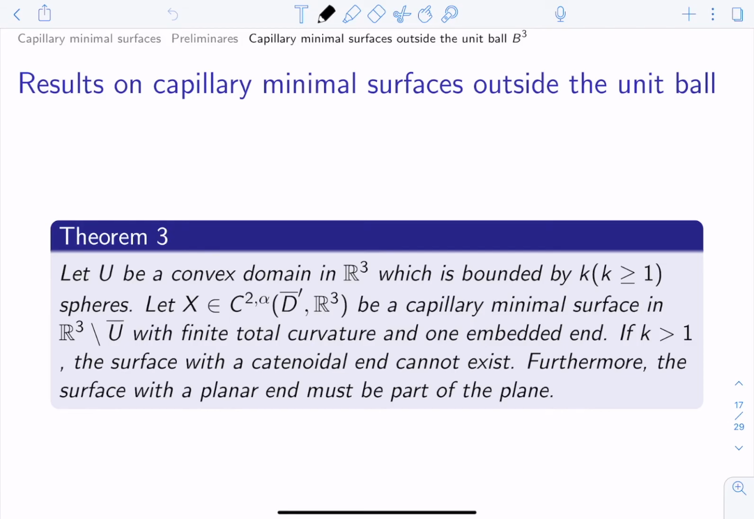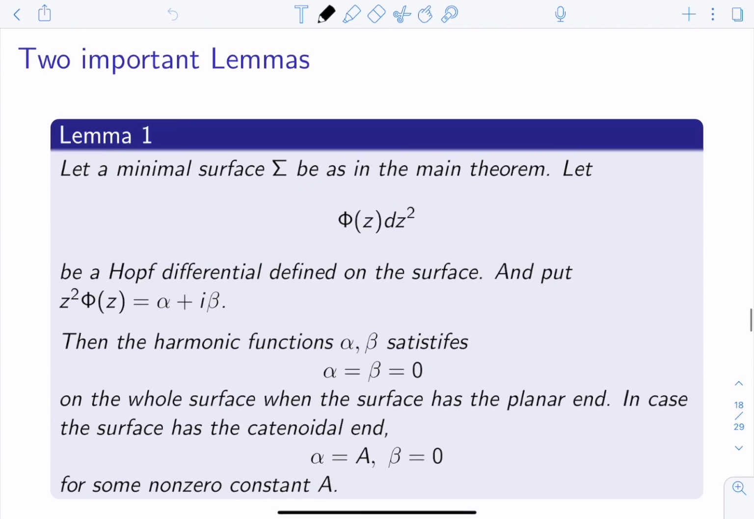Since theorem 3 is not very different from the previous literature, we now look into the main ideas of the proof of the first two theorems. So there are two important lemmas. The first lemma tells us how the free boundary condition controls the second fundamental form.